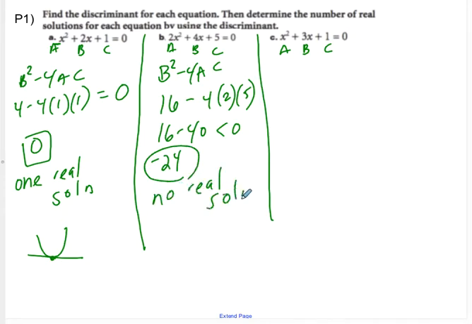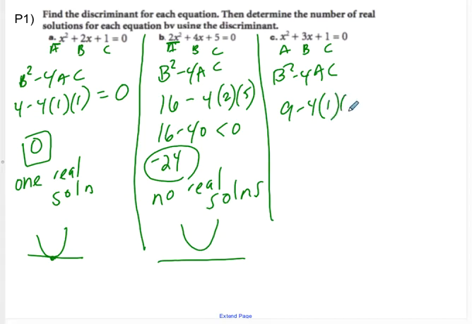And again, it's just coincidental that all the ones they're giving you right now are smiles. There's a positive in front of the x squared. So we're looking at a graph that looks like this. And then lastly, b squared minus 4ac is going to be 9 minus 4 times 1 times 1, which is going to be 5, which is greater than 0. So since 5 is greater than 0, there will be 2 real solutions.